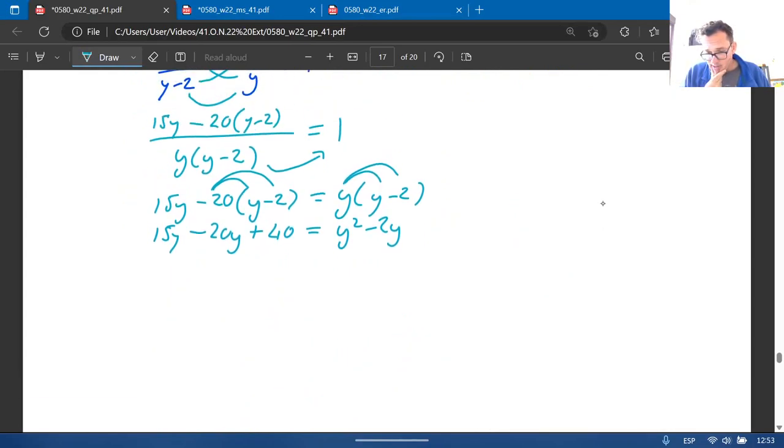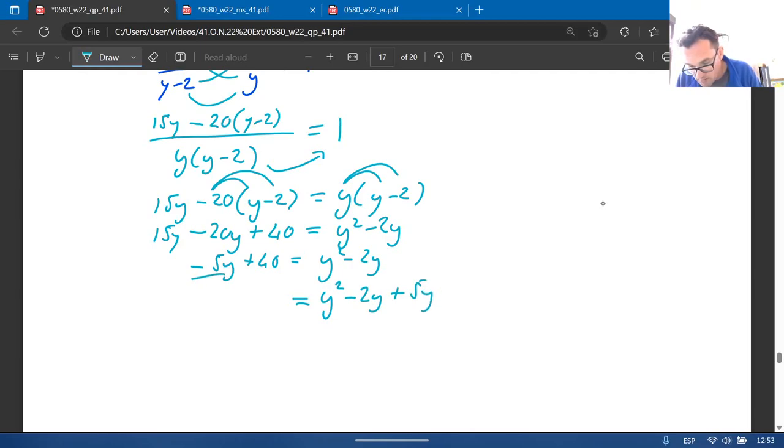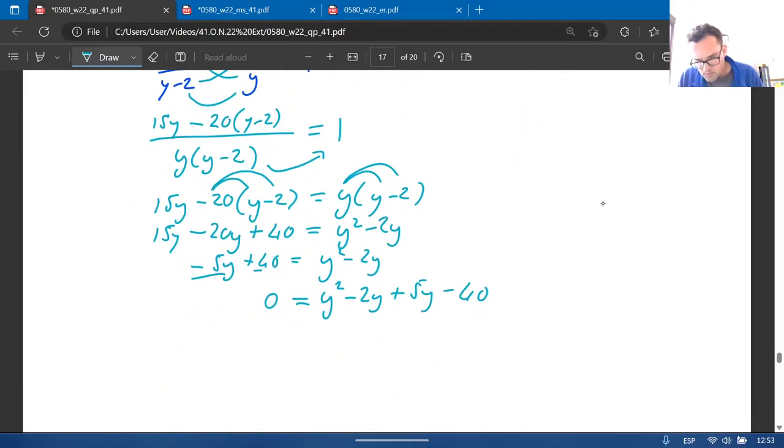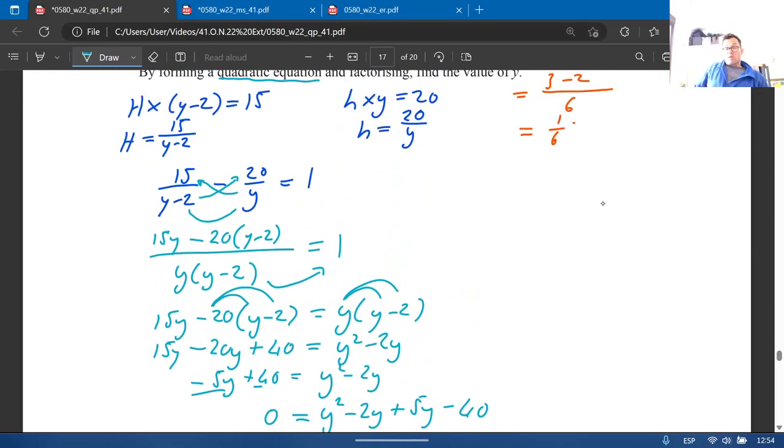Okay, let's rearrange a little bit here. 15y minus 20y is minus 5y. And let's just scoot everything over to the right. That gives us y squared minus 2y minus 5y, plus y, and plus 40 becomes minus 40. That's equal to 0. Okay, so that means y squared, minus 2 plus 5 is, of course, 3y, minus 40. I'm just going to put the equal to 0 there, just because I like it. It doesn't matter which side it is. Okay, I've got my quadratic equation.